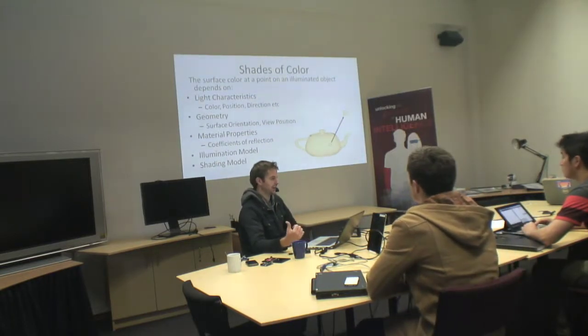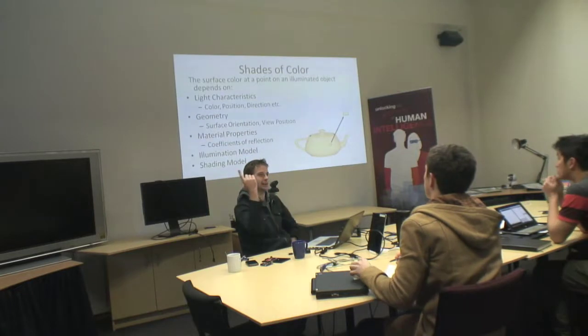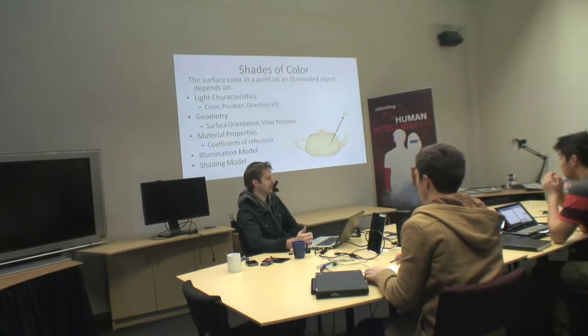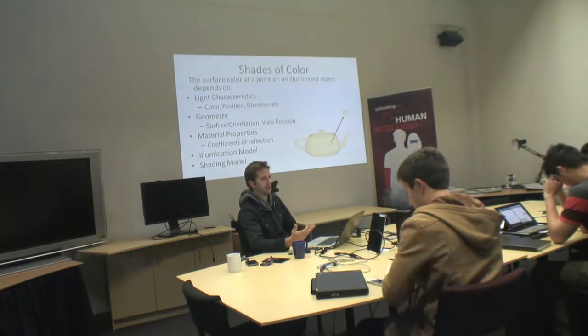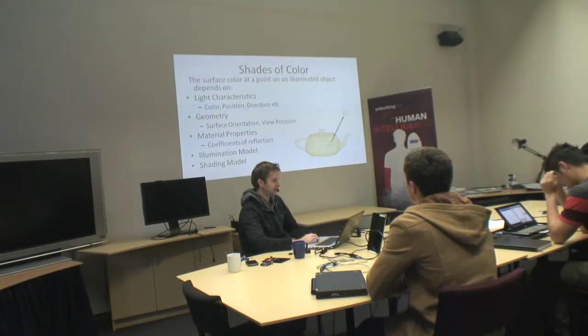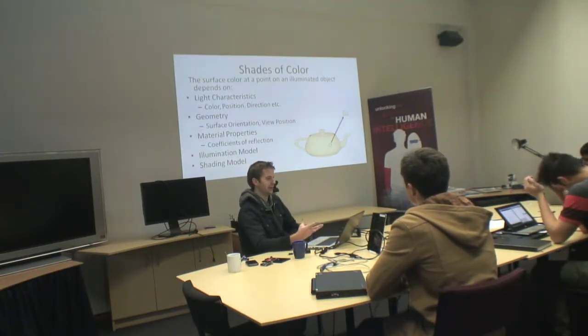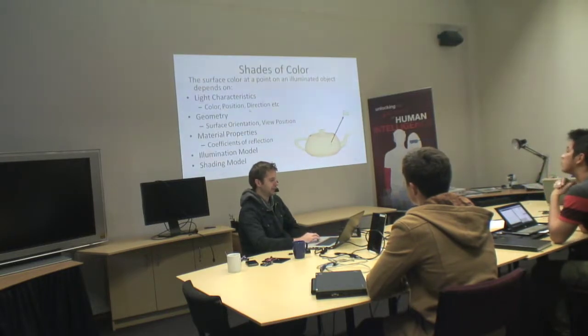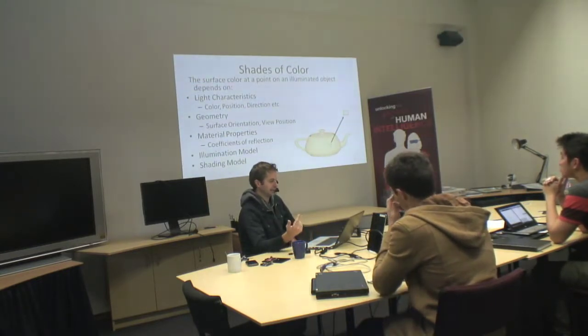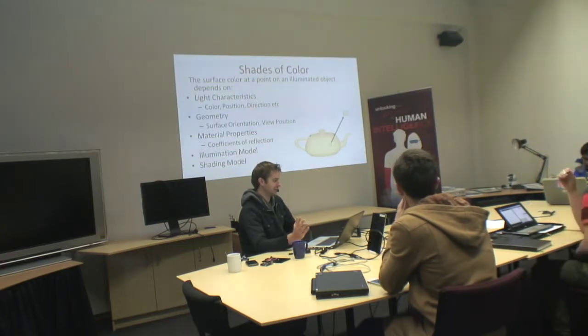Each light can have its own color. Obviously in here the lights are a white color, but you can have red lights, blue lights, whatever else. Their position, depending on how far away they are and what type of light it is, will determine how much the object is lit up. Light characteristics include type as well, because in computer graphics we can have spotlights, directional lights, point lights, and so on.